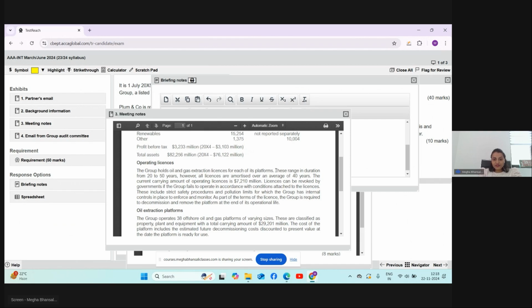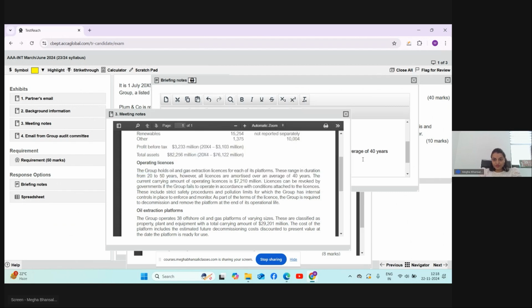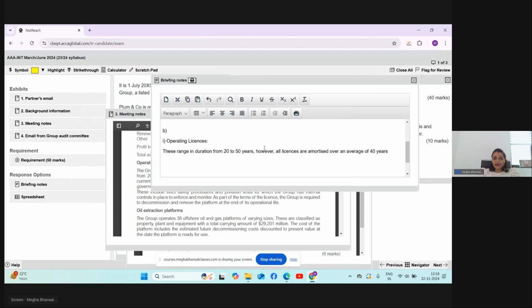So this is incorrect. We know that amortization should take place over the useful life of the asset. You cannot have a generic amortization when the useful life is different for different assets. So this is one risk. So I will simply copy this, and I'll go back to my briefing notes, and under operating license I can copy this. So you are copy pasting all your points directly from the question into your answer, and then you can start elaborating.